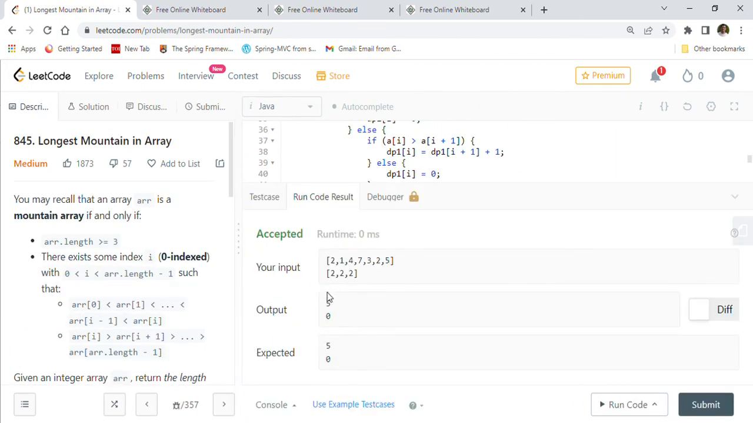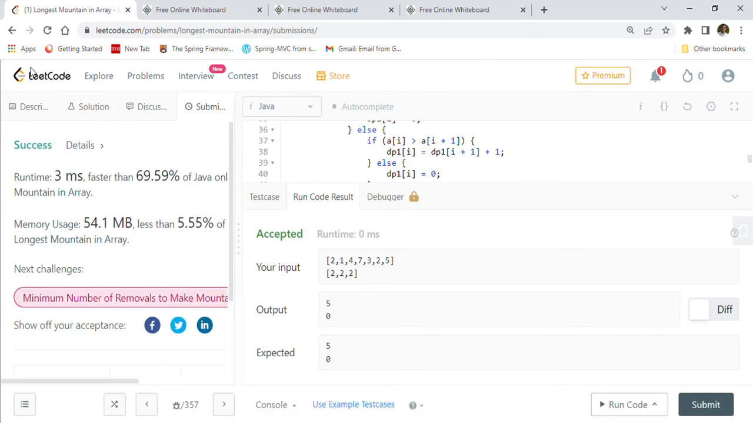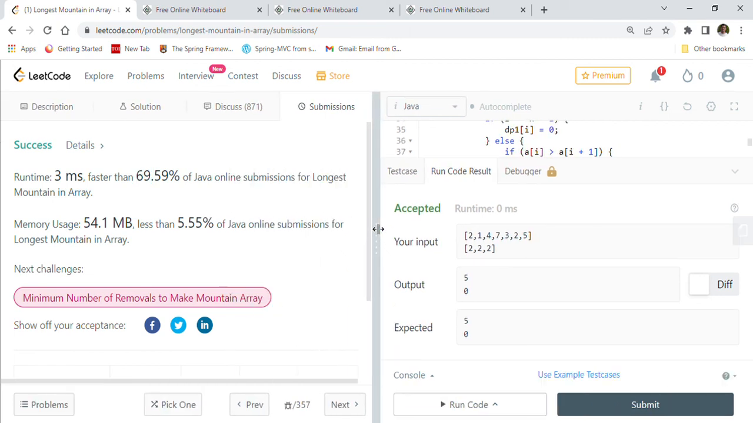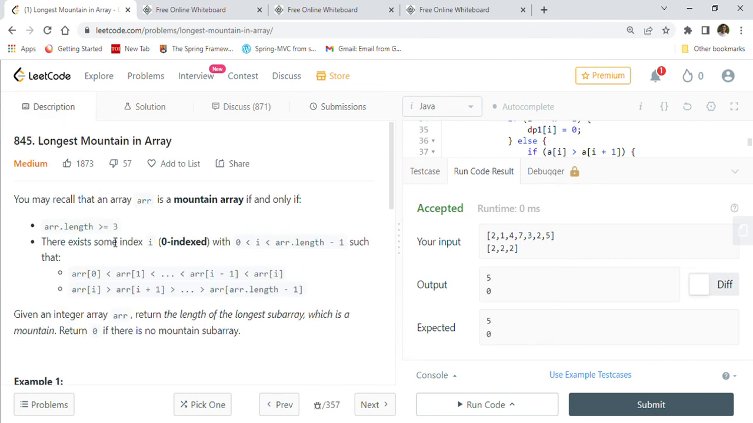So 5, we are getting the correct answer. So we'll submit our longest mountain in array DP solution now. So our solution got accepted by Leetcode. It is 69% faster than other submissions which are done online, and it is 5% faster on the memory usage. So this way we can solve these important coding questions, which was a Facebook, Microsoft, Google coding question.